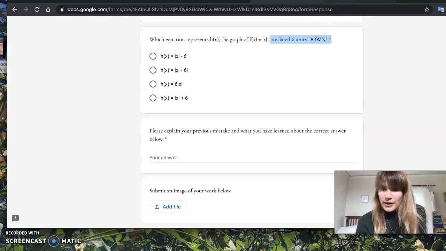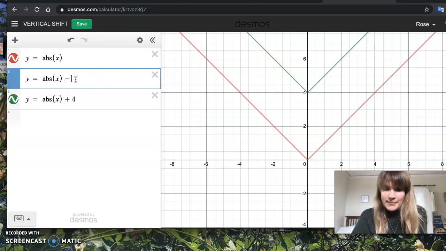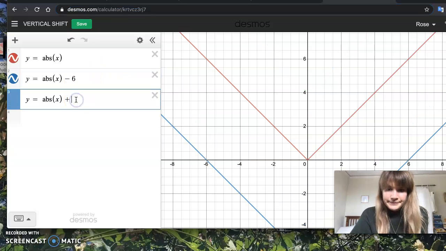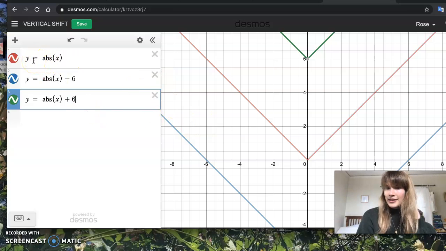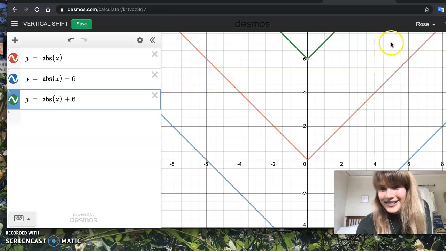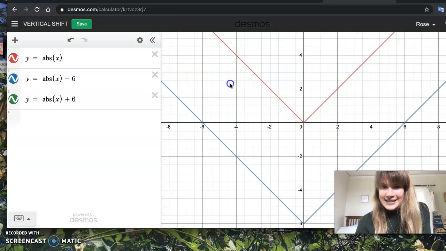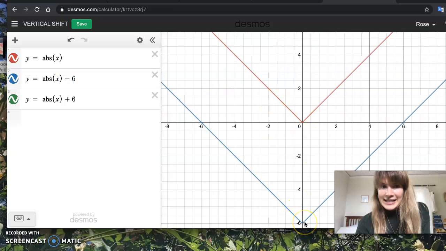So let's go back to our graph. And since it's 6 units, I'm going to replace this with 6. Okay, so we have our parent function in red, the original function. It looks like this, goes to the point 0. Now you can see here the graph of absolute value of x plus 6 is shifted up by 6 units, and the graph that's minus 6, subtract 6, is shifted down by 6 units.